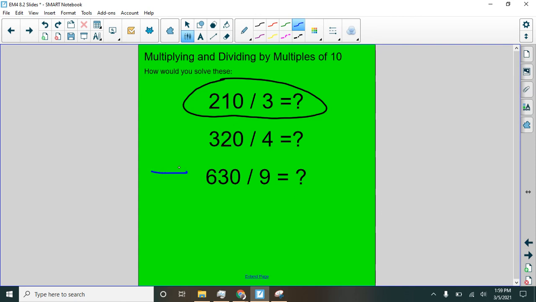All right, you get the last one by yourself. There it is. Do this one. 630 divided by 9. Hey, you should come up with 70. Why 70? 9 times something equals 630. 9 times 7 equals 63. And then I need that 0 there since I have one there.